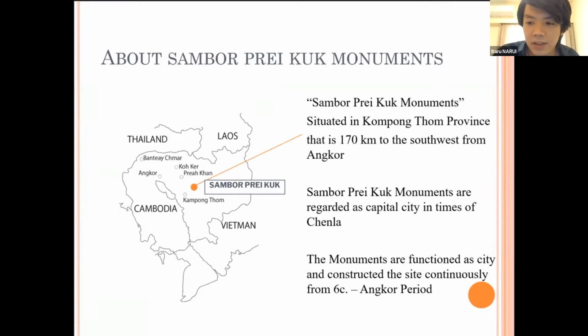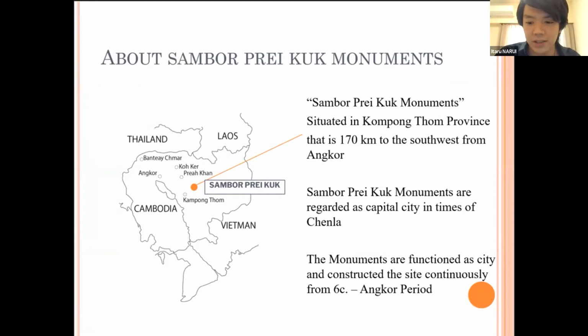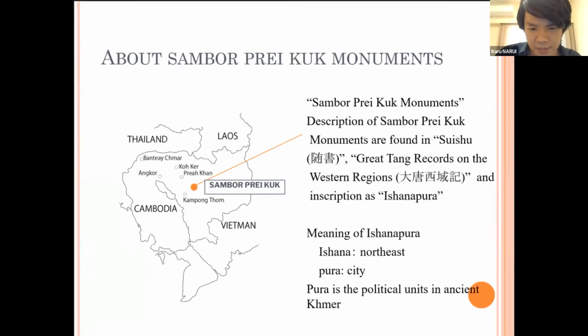And Sambor Prei Kuk is regarded as the capital city in the time of Chenla. Not only that, the monuments functioned as a city and the site was constructed and renovated continuously from the 6th century to the Angkor period. The description of Sambor Prei Kuk monuments is found in Chinese historical documents, Suishu, and written records on the Western regions, and in inscriptions.